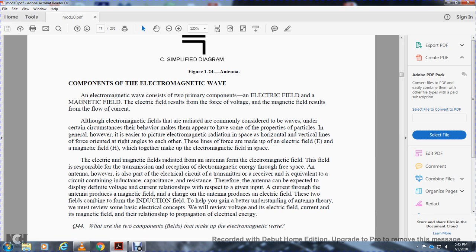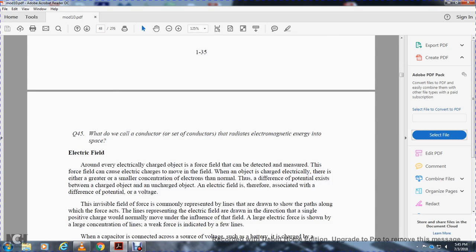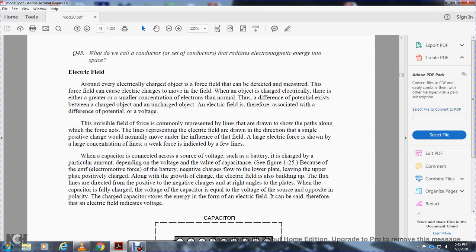To help gain a better understanding of antenna theory, we must review some of the basic electrical concepts. We'll review voltage, the electric field, and current through a magnetic field, and their relationship to the propagation of electrical energy. All right, first, the electric field.